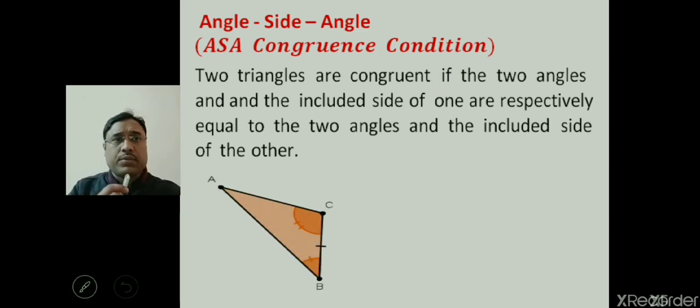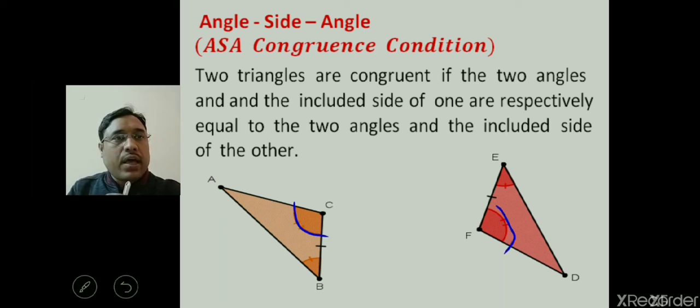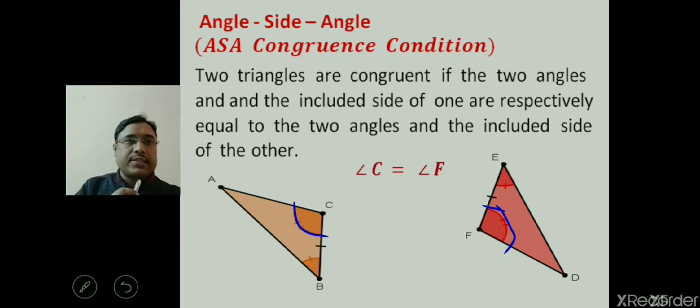You can see from this diagram that this is triangle ABC, and the second triangle is DEF. In both triangles, angle C is equal to angle F. This angle C is equal to angle F. Next, angle E is equal to angle B. It is shown by the diagram, but first you should keep the side included in between, that is CB is equal to FE.